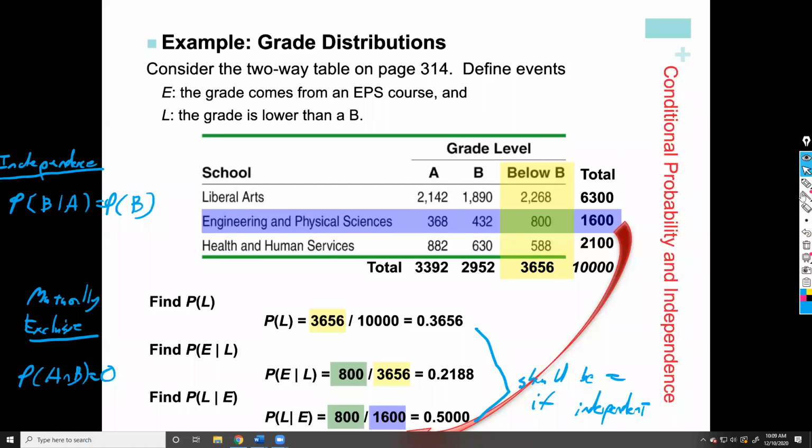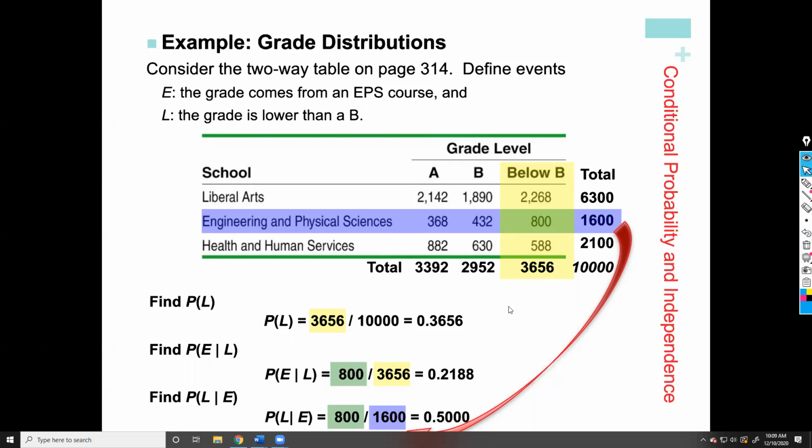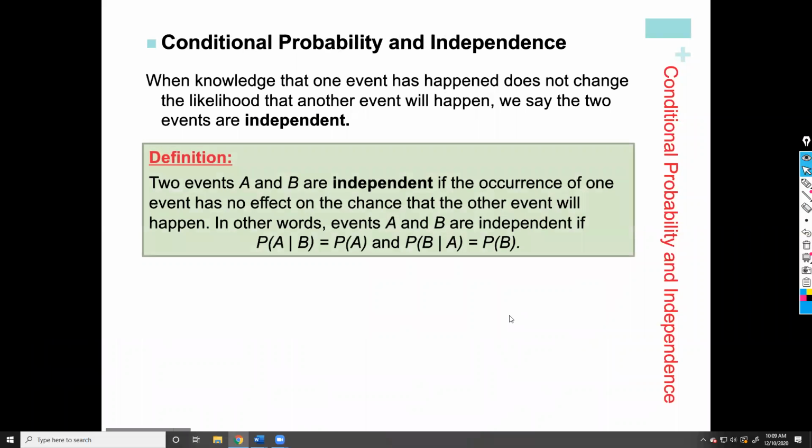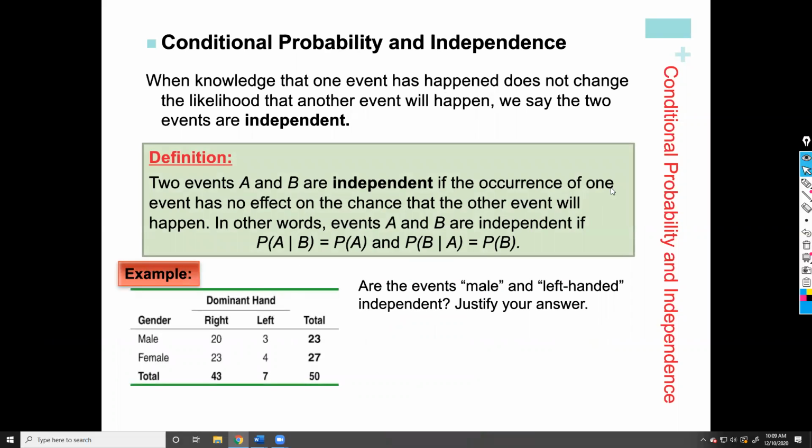So let's look at another example of this so that you can see that in action again. So there's your definition. And we're asking, are the events of male and left-handed independent? And so what we're going to do is we're going to pick one of these and we're going to find the probability of them. They like to ask a question like this as a free response. I've seen it quite a few times. So let's look at one. Let's call male A and left-handed B.